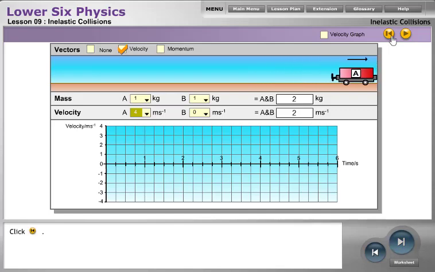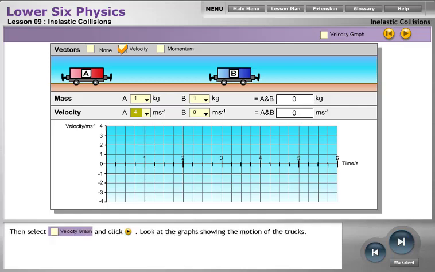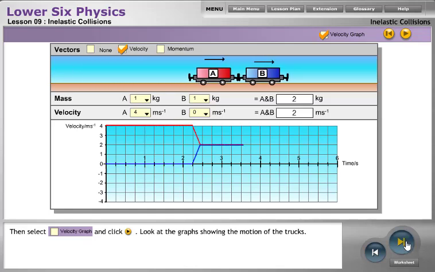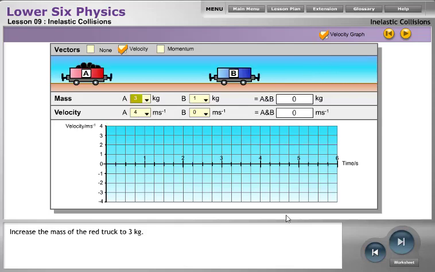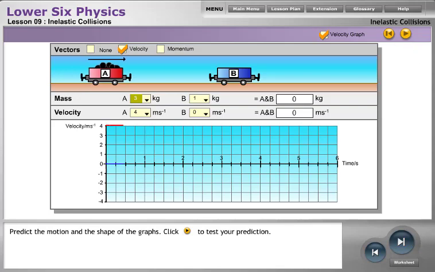Click Reset. Then select Velocity Graph and click Start. Look at the graphs showing the motion of the trucks. Increase the mass of the red truck to 3 kg. Predict the motion and the shape of the graphs. Click Start to test your prediction.